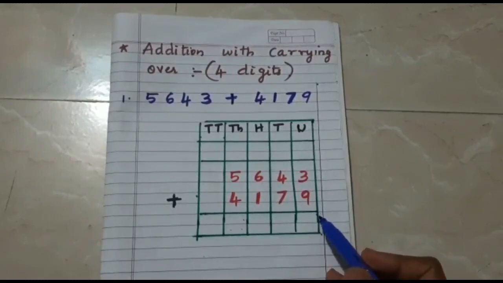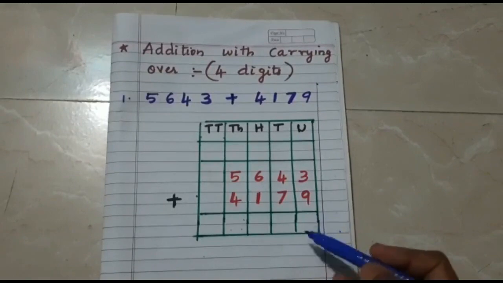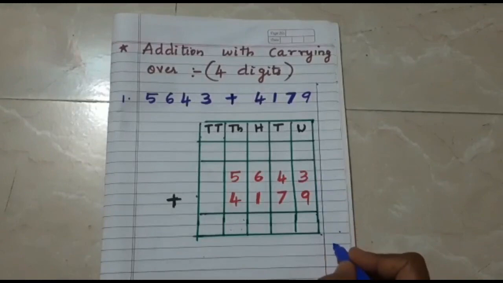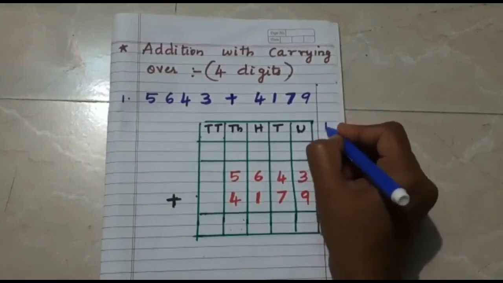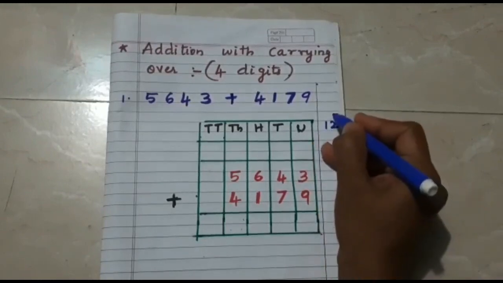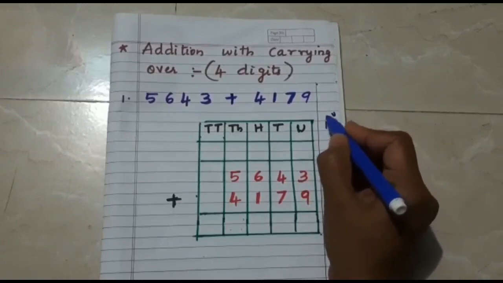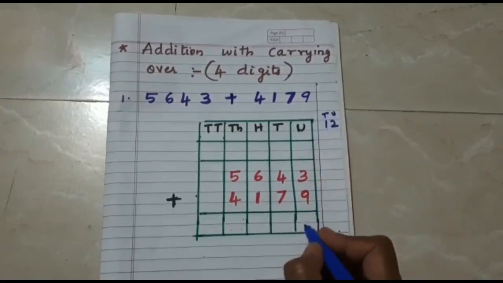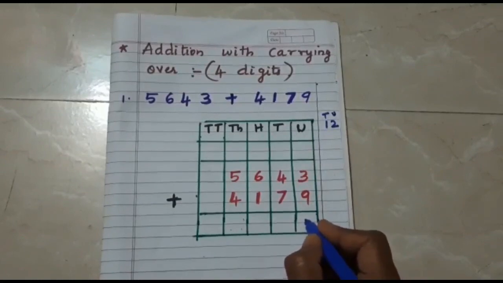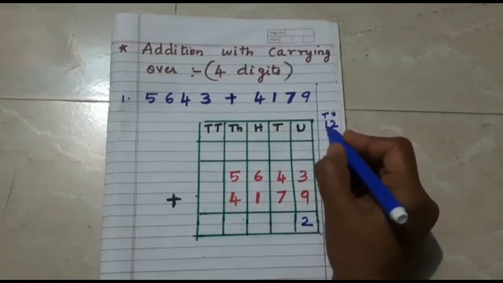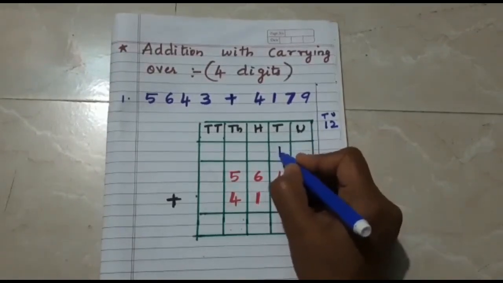Always you must start the addition from the units place. Let us start. 3 plus 9 is 12. So in this 12, as I have told you, 2 stands for units and 1 stands for tens. So I will be writing the digit which is in the units place. So I have written here 2, and this one I am going to carry it over here.